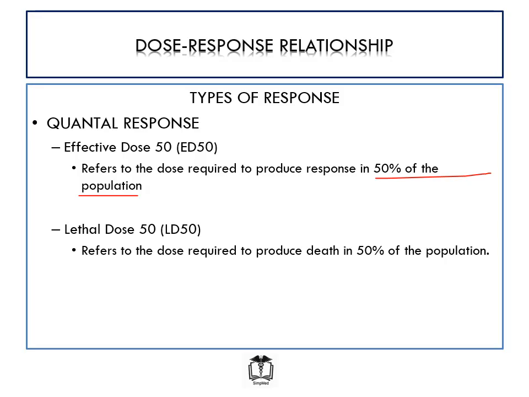LD50 is the dose that is required to produce death in 50% of population. This is important to note. Death is what we're looking out for in LD50. So death is the yardstick to measure LD50. Once death occurs in 50% of population at a particular dose of the drug being given, that dose is the LD50. TD50, on the other hand, although it's not shown in the slide, is the toxic dose 50, the dose required to cause toxic effect or adverse effect in 50% of population. We don't really talk about the TD50 so much. We prefer to talk largely about the LD50 and the ED50.